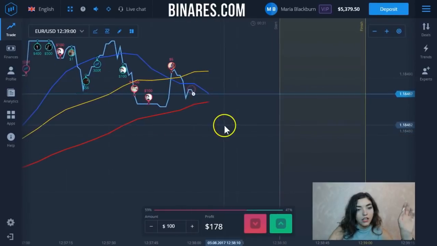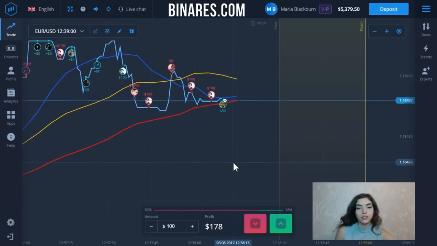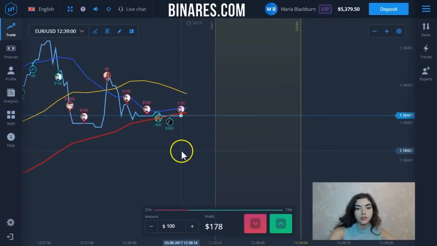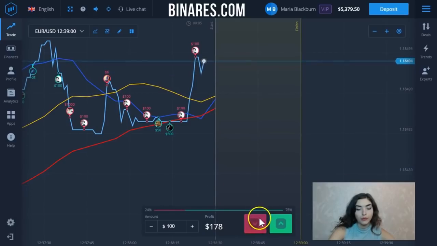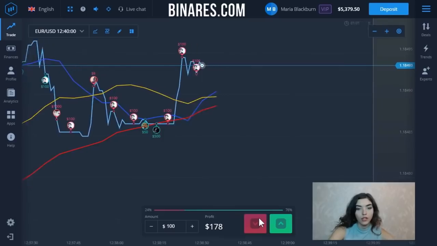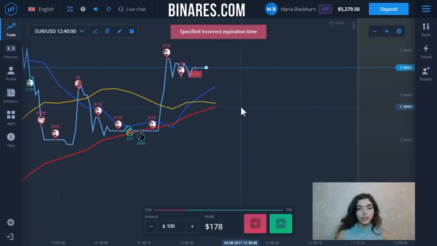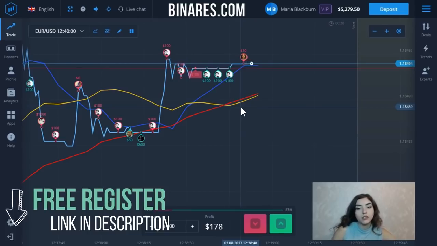So move on. And right now I'm gonna make my first investment. It will be $100. So I'm waiting actually for when 2 lines will cross each other. Okay. So $100 I've just made put option because you see that the blue line and yellow line crossed each other and their intersection is above the red line. So everything is quite clear right now.